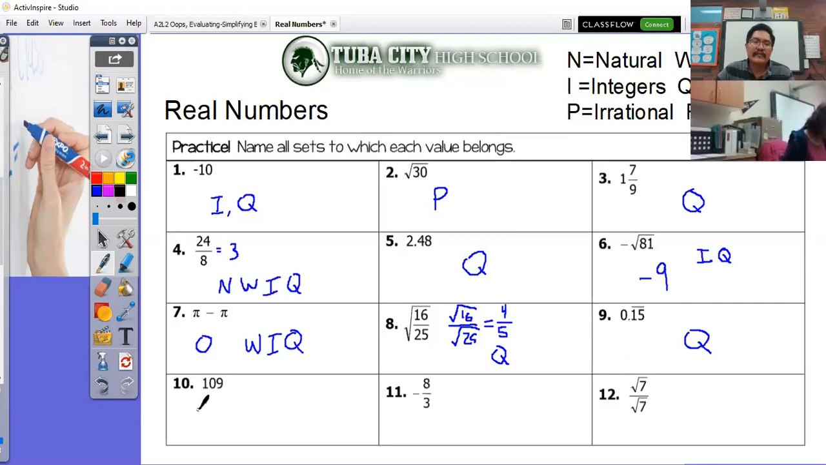But let's go ahead and move on to number 10, so 109. So this is a natural number because you can have 109 rocks. It can be a whole number. It is an integer because it's positive. It can be written as a fraction, right? 109 over 1. Now again, just because it's not a fraction doesn't mean it can't be written as a fraction. And in this case, it can be written as a fraction. So it is rational.